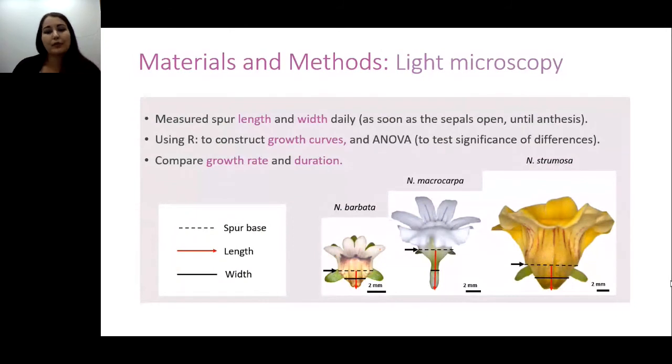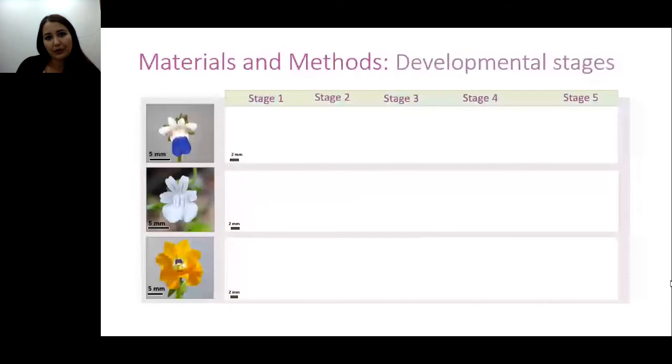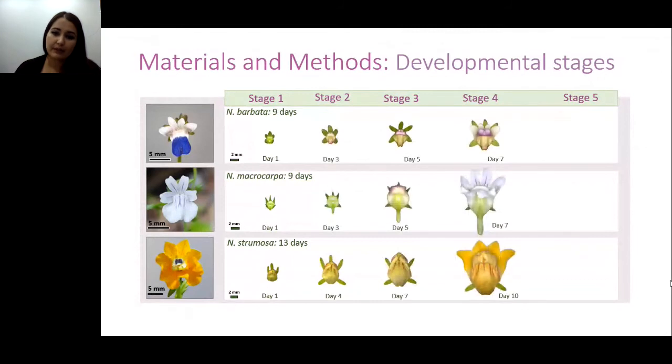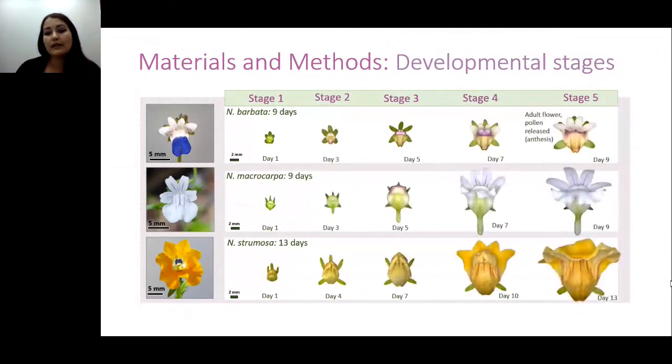Then after we followed the spur growth, we could determine 5 developmental stages. For Nemesia barbata and Nemesia macrocarpa, spur growth continues for 9 days, while for Nemesia thrombosa, it continued for 13 days. So for barbata and macrocarpa, we selected a stage on every 2nd day, and for Nemesia thrombosa, a stage was selected on every 3rd day of spur growth. Stage 1 looked as follows. That was when the sepals opened and the spur became visible, and we could start measurements of spur length and width. Then stages 2, 3, and 4 were spaced out throughout spur development, with stage 5 being the final stage where the flower opened the petals and the adult flower released pollen.